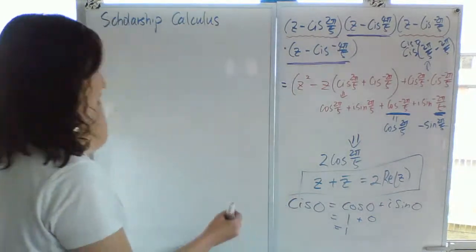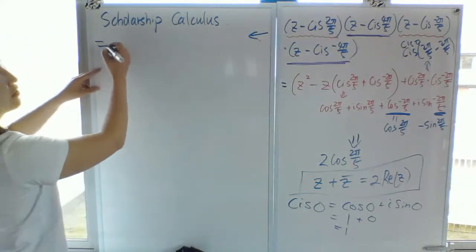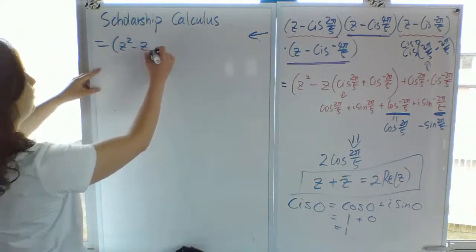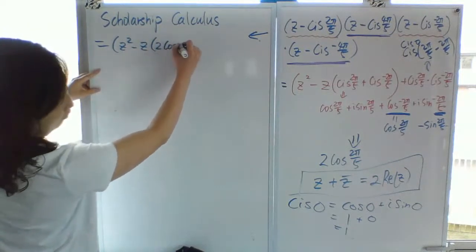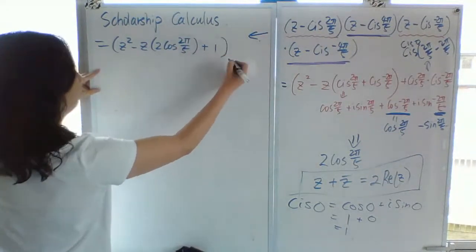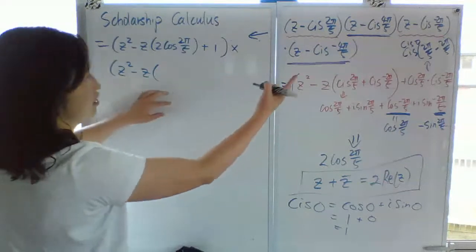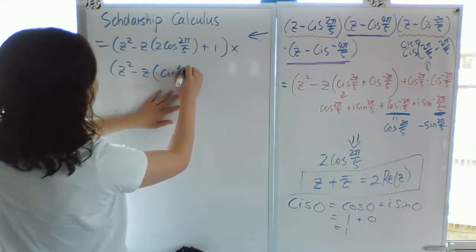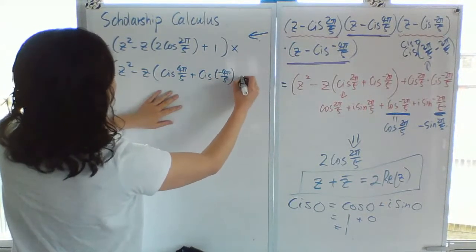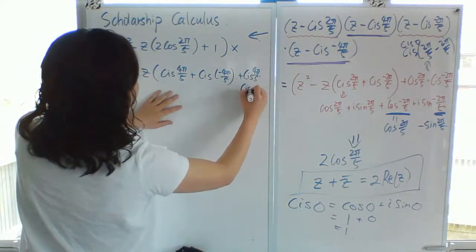Now we're going to use this. Just make sure that we write everything down. So from here, what we got is z squared, take away z, we have 2 cosine 2 pi over 5 plus, now we have 1 multiplied by z squared, take away z. Now I'm just quickly writing this down here. We got cis 4 pi on 5 plus cis negative 4 pi on 5, and then plus cis 4 pi on 5 times cis negative 4 pi on 5.